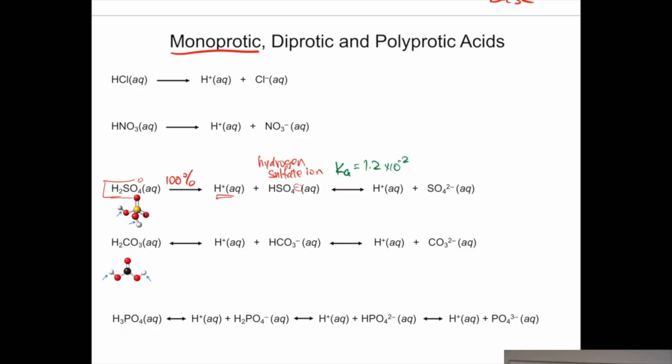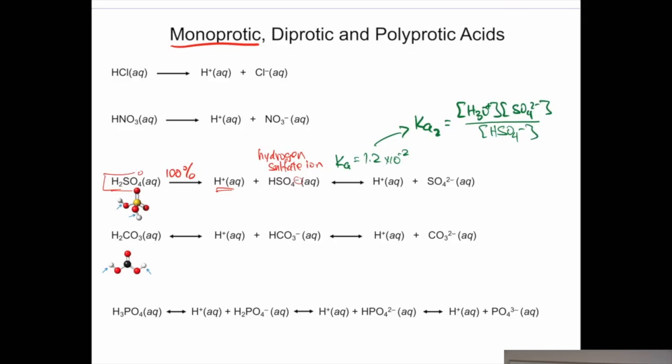And to be more specific here, that Ka, I'll call that Ka2, because it's Ka for the second dissociation. That's going to be equal to the concentration of the products, which is hydronium ion, times the sulfate polyatomic ion, divided by the concentration of the hydrogen sulfate ion. Because now this is the acid.